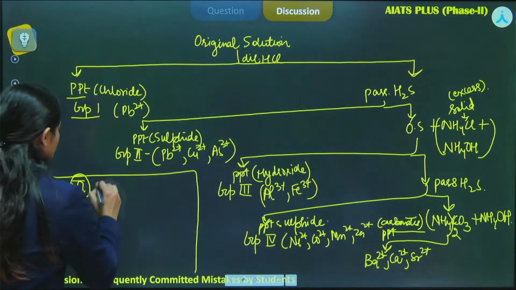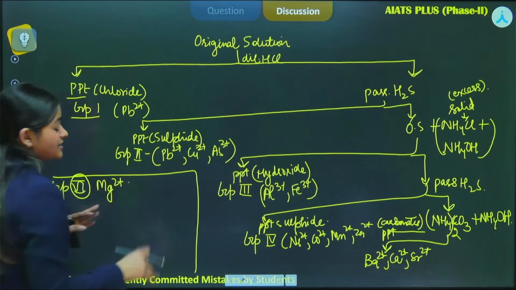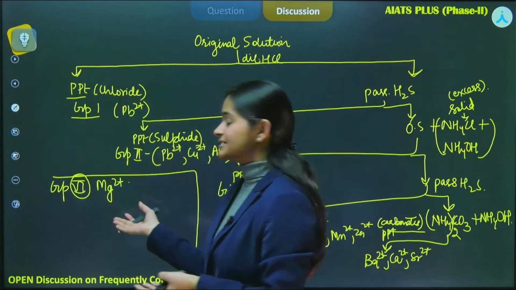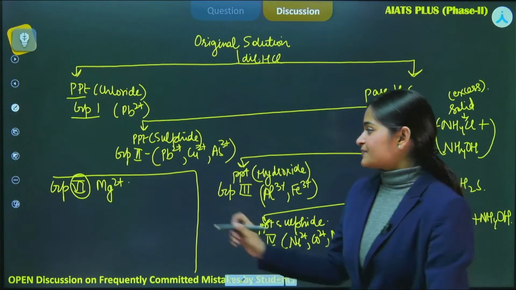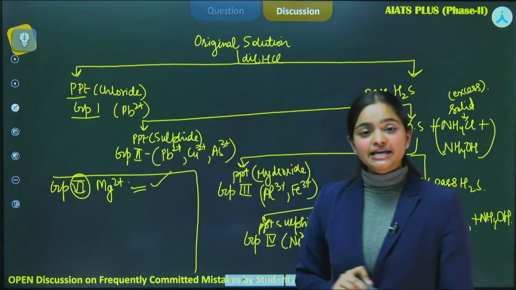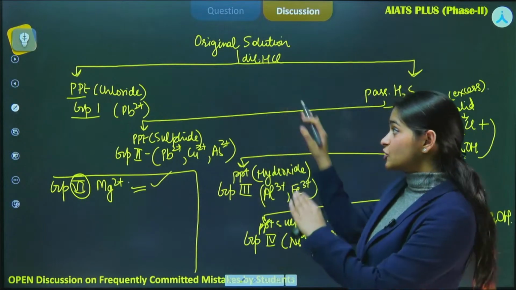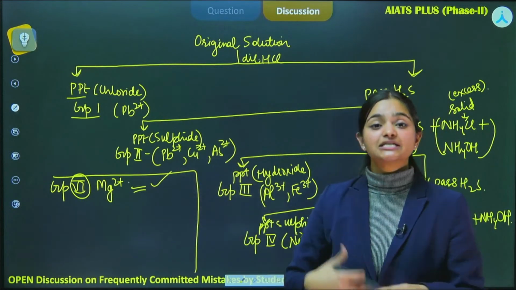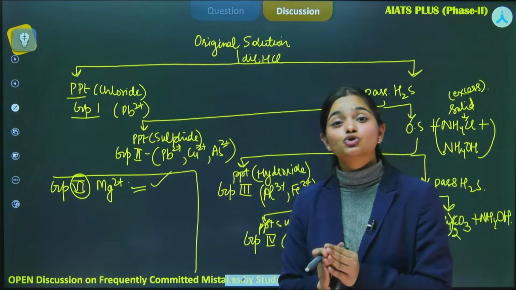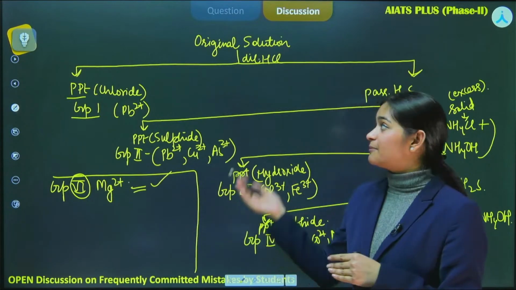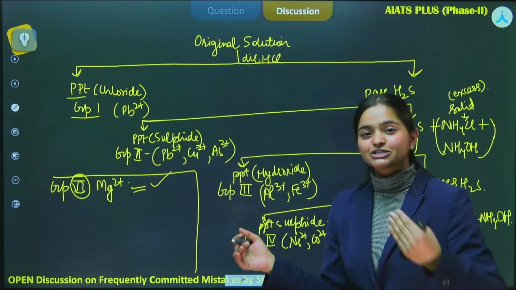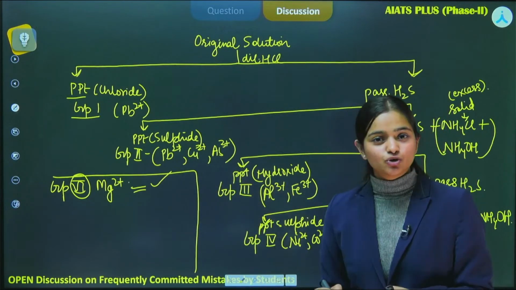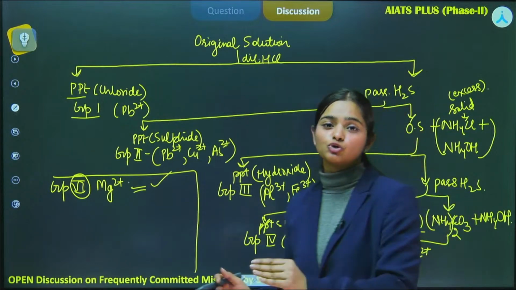This is magnesium. And the test that we perform for magnesium, we all know, is the magnesium ammonium phosphate test, and then the PPT will be formed. And after all of this, if the PPT is still not formed, then comes group 0, which should ideally have come before group 1, right? But it is performed after group 6. After all of the groups have shown a negative test, then you come to group 0.